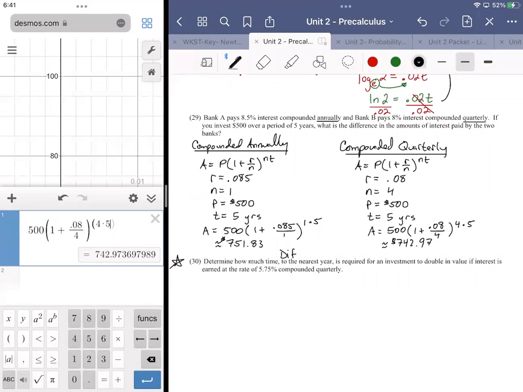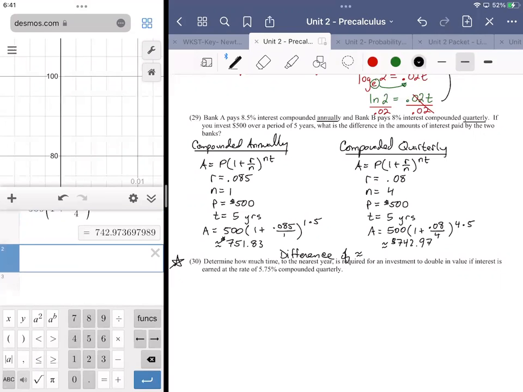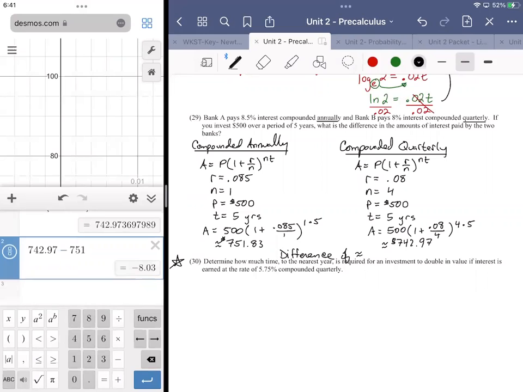The difference of approximately, so 742.97 minus 751.83, a difference of about $8.86.